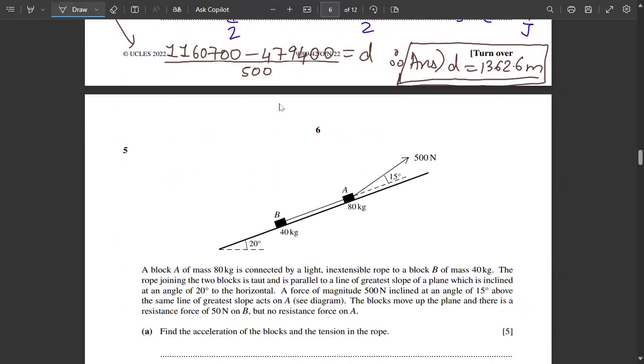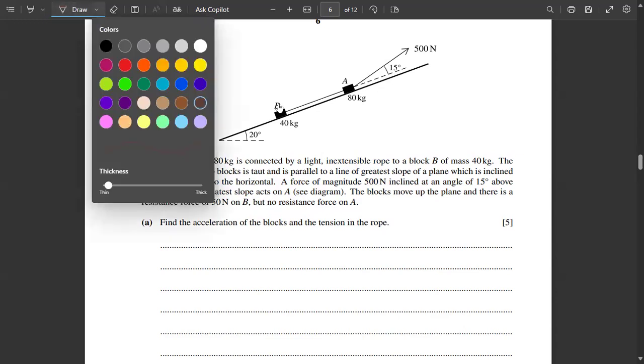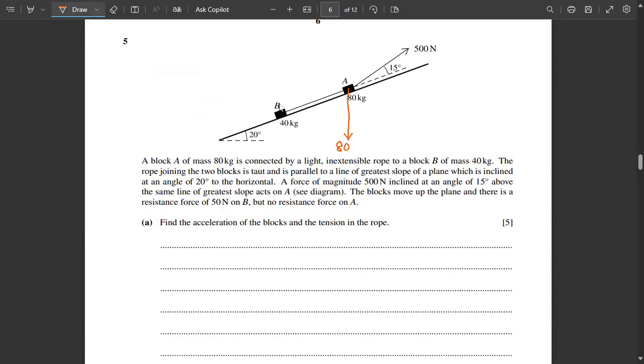Now let's move to the fifth question. Oh, this is an essay in itself. Interesting question. Let's see. A block A of mass 80 kg. Let's start making the forces right away. This is 80 kg, so the weight will be 800 Newton. And the force acting parallel to the slope due to the weight will be mg sine theta. Mass is 80, gravity is 10, sine theta is sine 20. So this will be 800 sine 20.